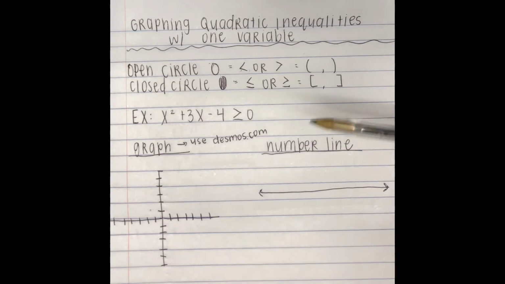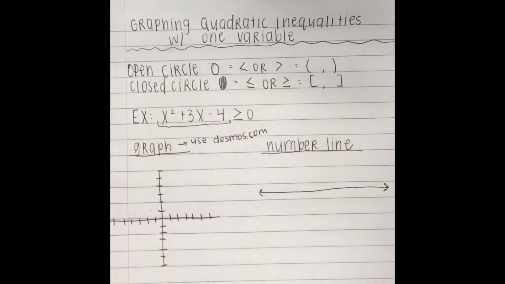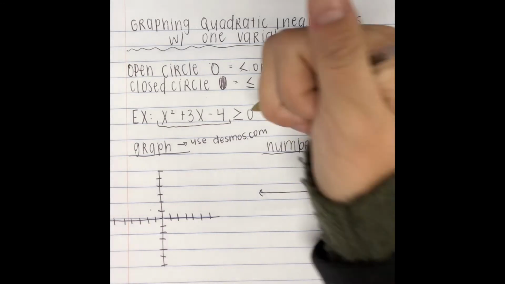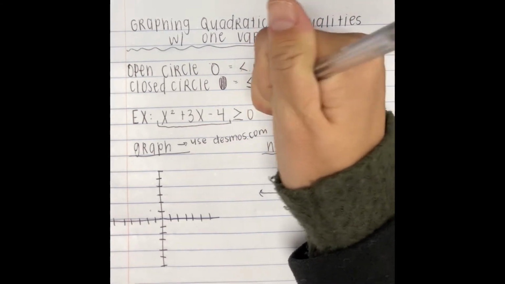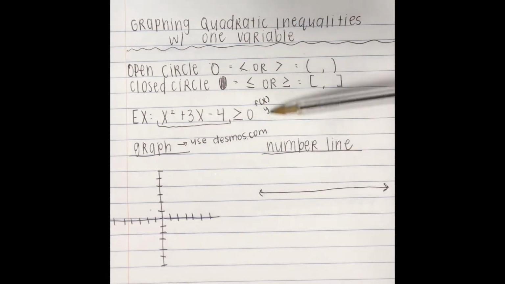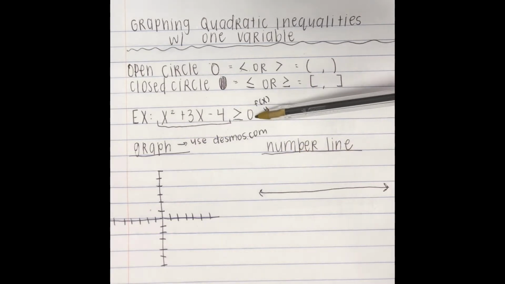So the first example we're going to look at is x squared plus 3x minus 4 is greater than or equal to 0, okay? So what we're trying to figure out is when this portion on our graph is greater than or equal to 0, okay? 0 is in place of the f of x or the y. f of x and y mean the same thing, right? So we're looking at our y-axis to see when this is greater than or equal to 0 on our y-axis, right?